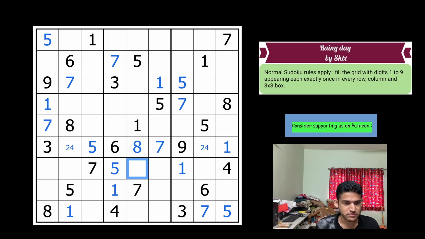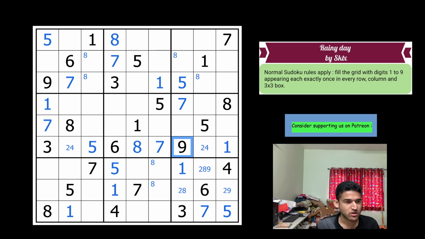I think we can do something with the 8s as well. So 8 must be in one of these two cells. So that puts 8 in here and 8 in these two cells. 8 in this area cannot be in any of these cells. All right, so now this box needs 2, 8, 9. This will be 2 and 8 because of the 9 here.